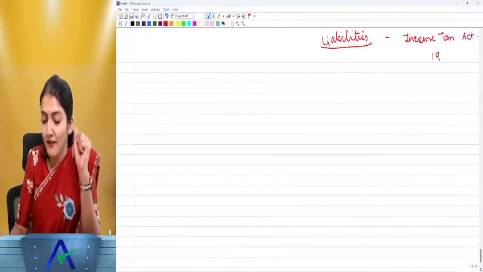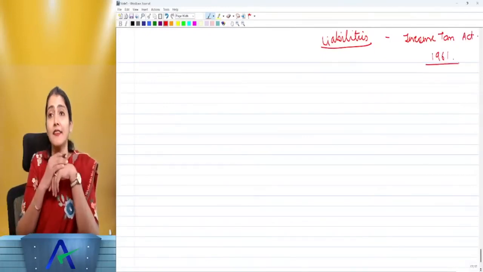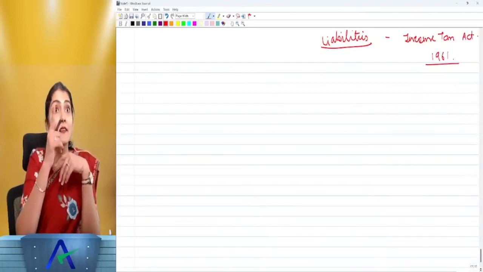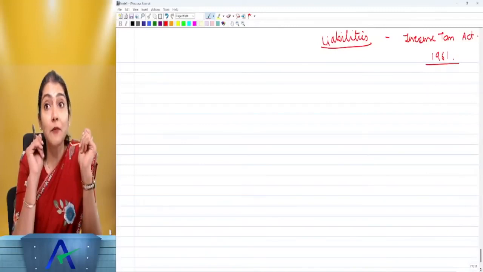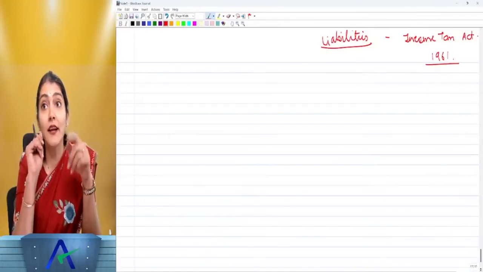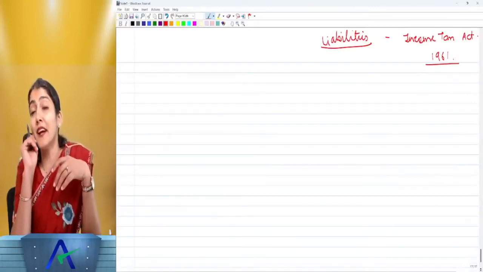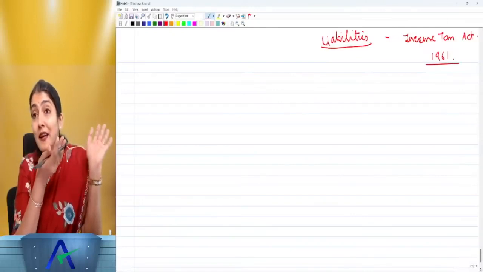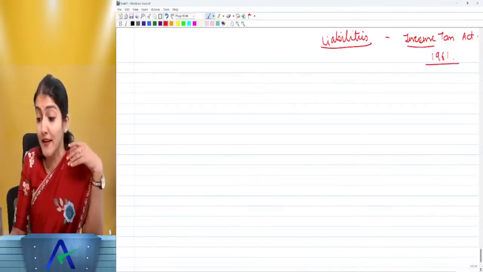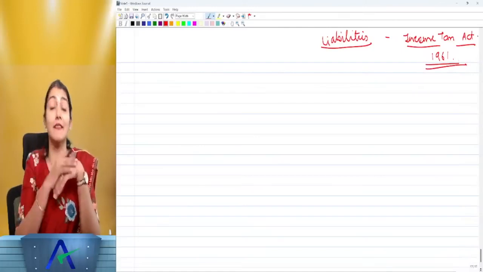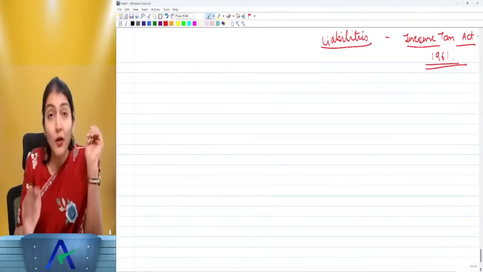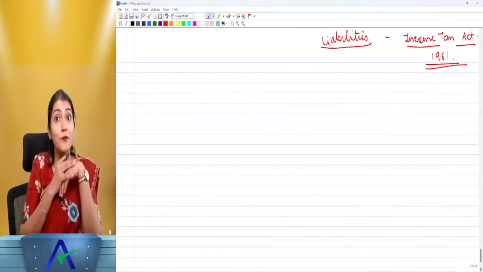Liabilities of the auditor under the Income Tax Act 1961. What does it say? CA, generally, are you allowed to represent client before the taxation authority? Yes. Why are you telling Company Act? That is civil and criminal liability under Company Act. I am asking under Income Tax Act. Liabilities under the Income Tax Act. Generally, is a CA allowed to represent client before the taxation authority?